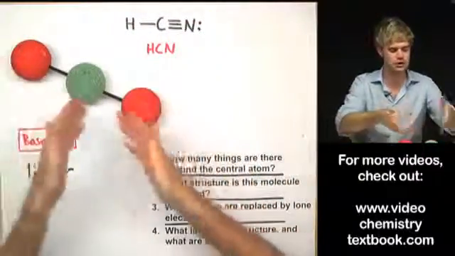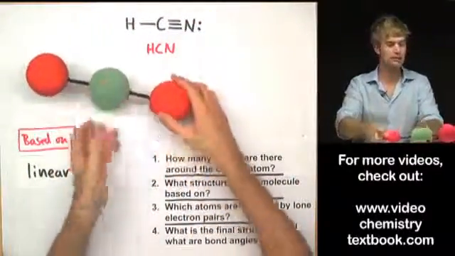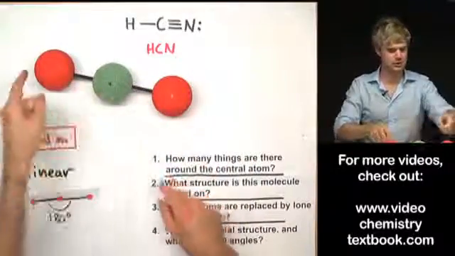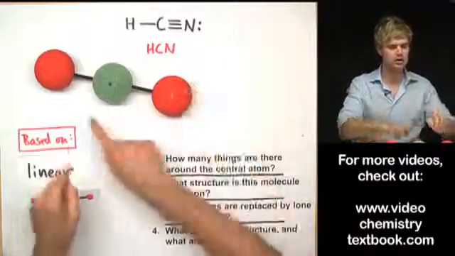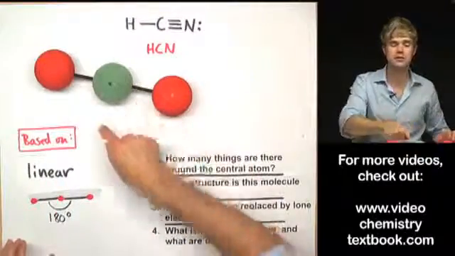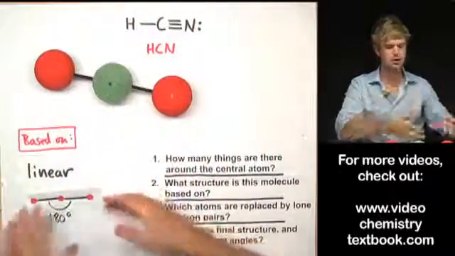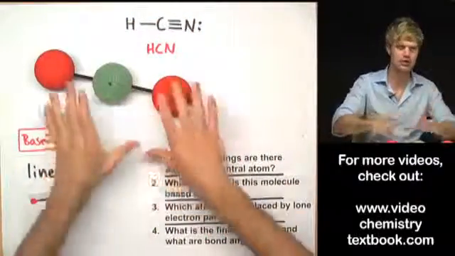So that means that the final shape is going to be this linear shape. And since we're calling it linear, these 3 atoms are in a line, which means that we're going to have 180 degrees between these two angles. So if you have two atoms, two bonds surrounding a central atom, you get a linear shape, 180 degrees between the atoms.